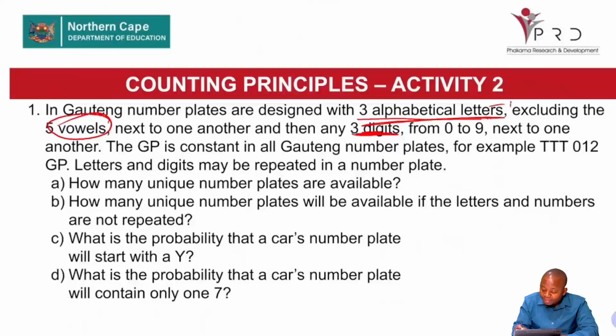So we have alphabet, we have numbers, which is digits, 0 to 9, next to one another. No restriction there, right? The GP is constant for all of them. Number plate, so for example, it's going to be letters and 0, 1, 2, and this is going to be constant. It will always be like that. Digits and letters may be repeated in the number plate. Let us see the first question. How many unique possible number plates are available?